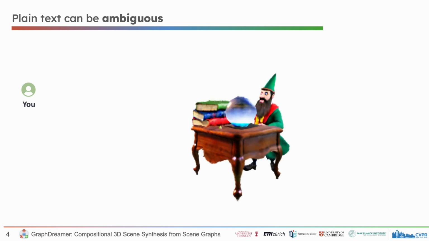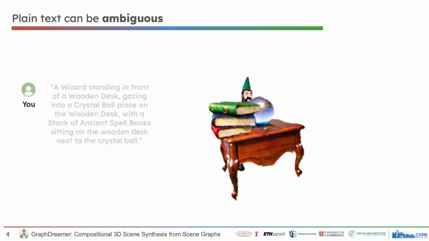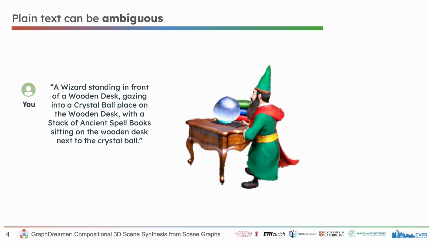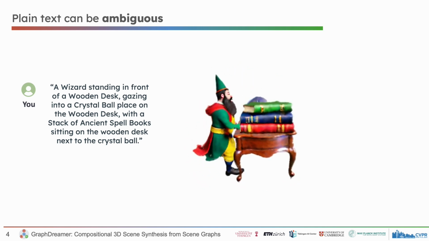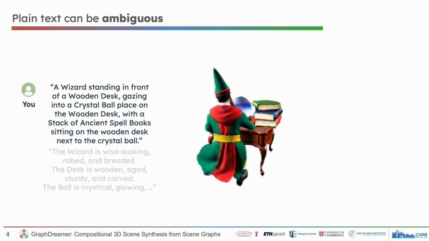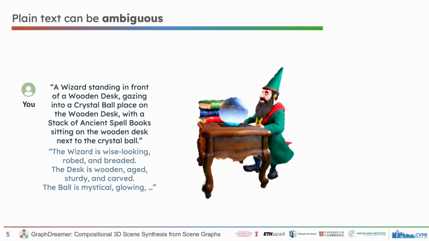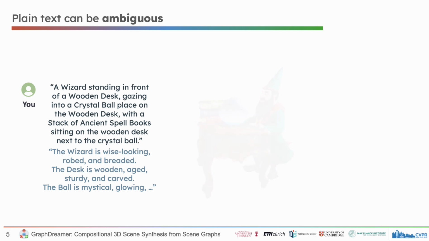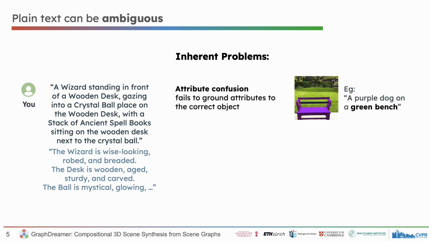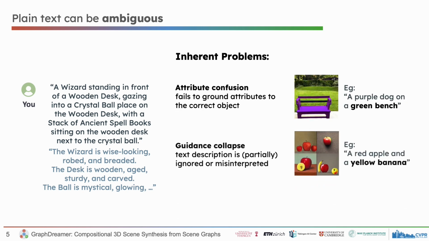Suppose we want to generate a 3D scene like this. One may use plain text to describe each object with their relationships. If we want to further customize each object with individual attributes, the text description grows even longer. The problem with grounding image generation in a very long and complicated text description is that the results often suffer from attribute confusion, such as the bench being assigned the wrong color, and guidance collapse, such as the banana is either ignored or misinterpreted.